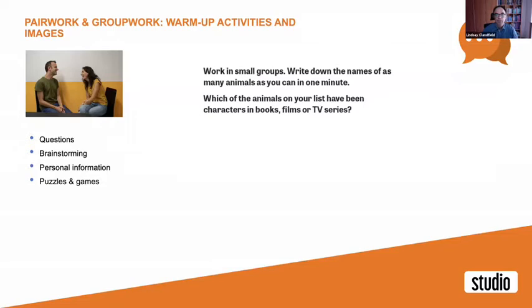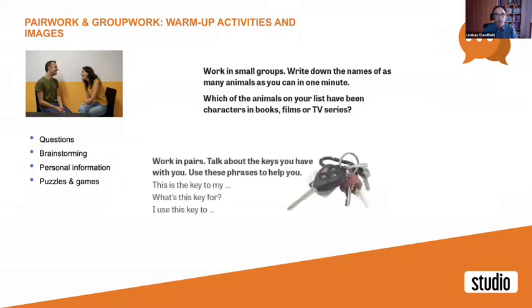Here are some examples. Here is a brainstorming activity. This would be at the beginning of a book, or something you would do in a lesson on animals. Write down the names of as many animals as you can in 1 minute. Which of the animals on your list have been in characters, books, films, or TV series? So an interesting way of adjusting that, but still just a sample thing.